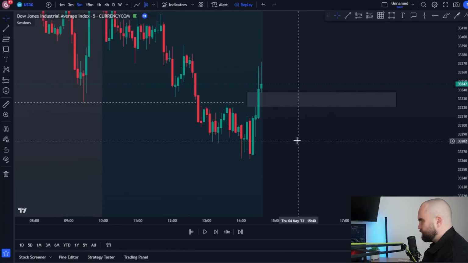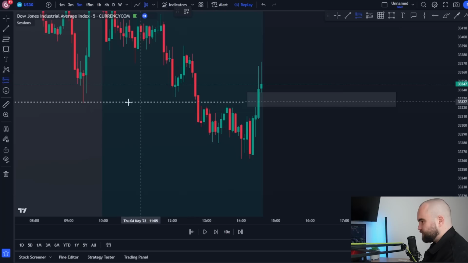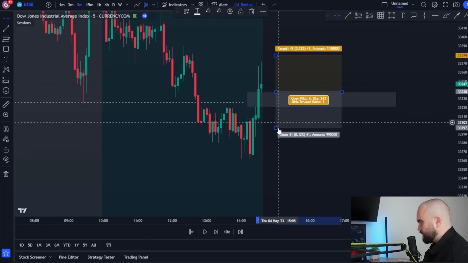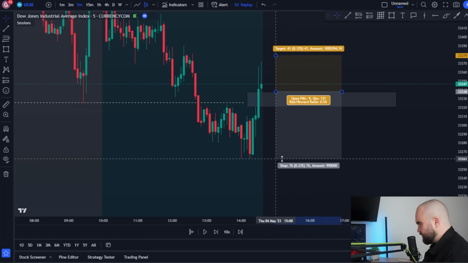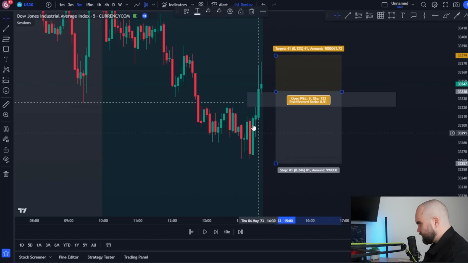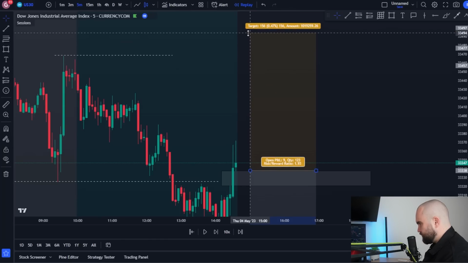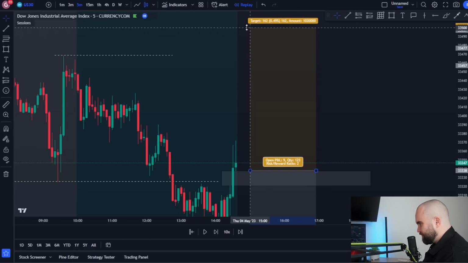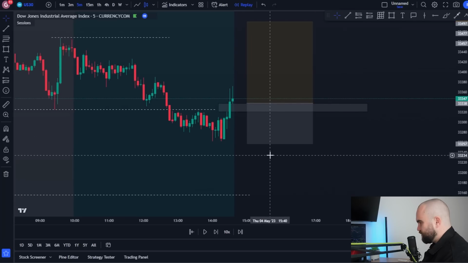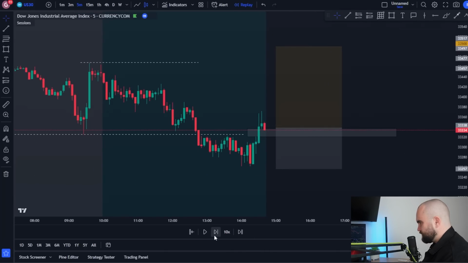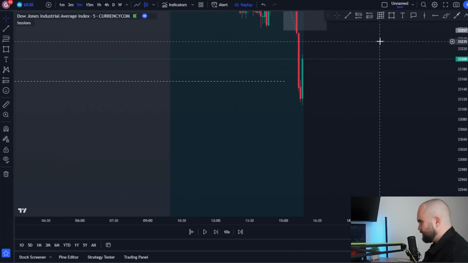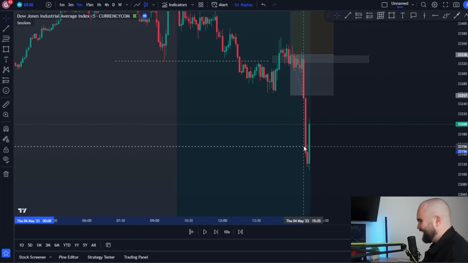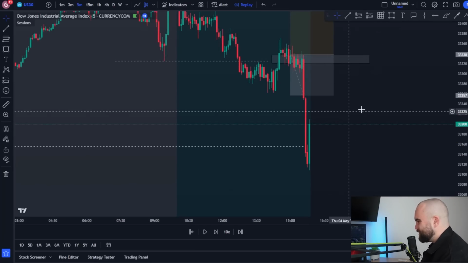Okay, so I would get in here with a, this is quite a wide stop loss, but give it an extra 5 and a 1 to 2. So we're looking for a pretty big move here. 162 points, 1,600 pips. Let's see what happens with this position. And I was proven wrong, guys, so stick to the rules. I didn't stick to the rules and I got burnt.